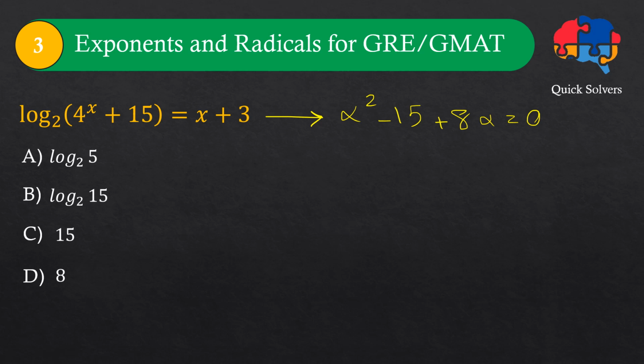How? Well, here I can rewrite the whole expression as alpha minus 3 times alpha minus 5 equals 0. And this is telling me that alpha is either 3 or 5. Good, we know what is alpha, but we were not looking for alpha. We were looking for x. But we know that alpha is 2 to the power of x.